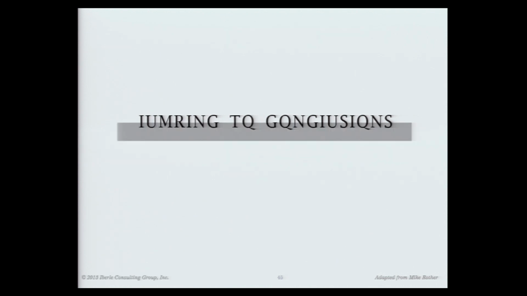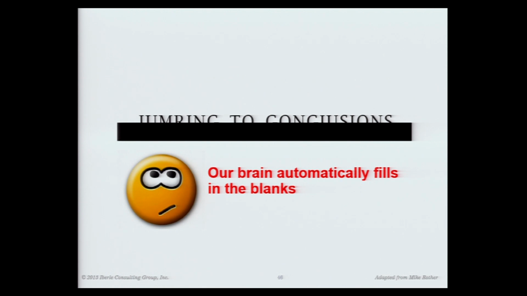So what do you see here? What's it say? Yeah, it looks like it's jumping to conclusions, but it's not. But if I put that bar back in, it's really difficult not to still see jumping to conclusions. This is because your brain is programmed to do this. Your brain wants to see patterns and fill in the blanks.